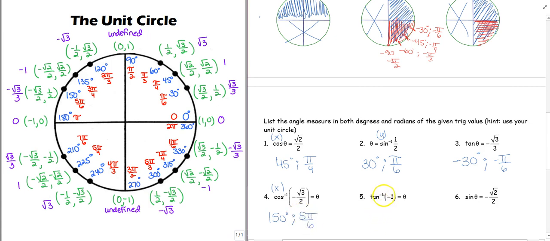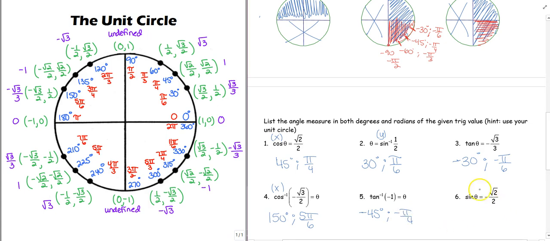Then we've got tangent inverse of -1. What angle is that? So where do I get a -1 tangent value? We go around our unit circle. Here's a tangent of -1 at 135. And here's a tangent of -1 at 7 pi over 4. For a tangent, it has to be quadrant 1 or 4, which means 135 is not my answer. Again, I'm not going to write 315. I'm going to write -45 degrees and negative pi over 4.